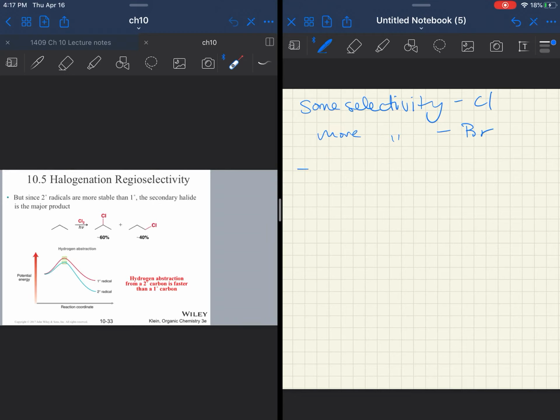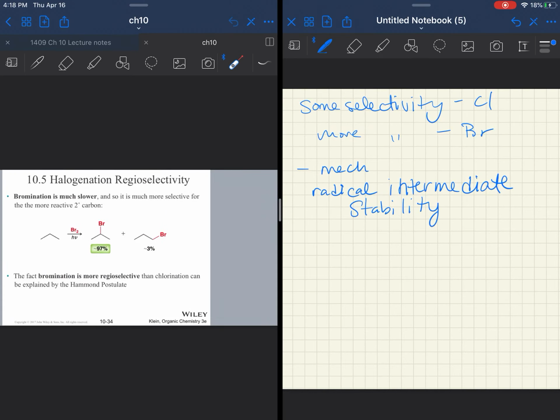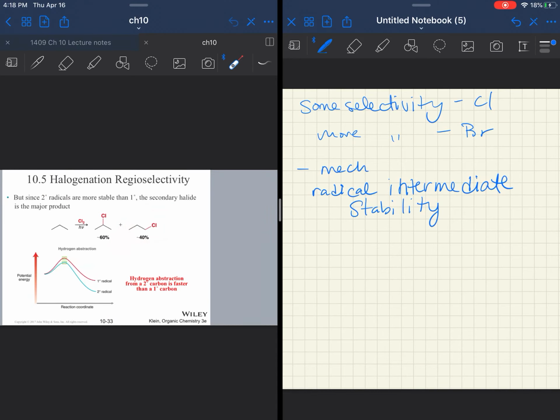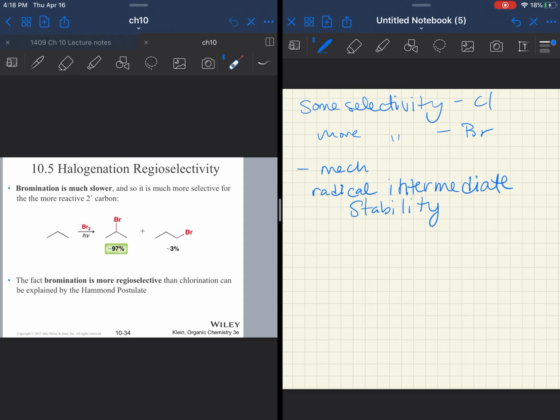So during this mechanism, you have a radical intermediate. Something that drove some of the reactions we learned in chapter 8 and 9 was stability of carbocations. Well, stability of radical intermediates is going to play a role in predicting major products. Now, chlorine's okay. You do get a major versus minor product, but you still get quite a bit of that primary alkyl chloride.